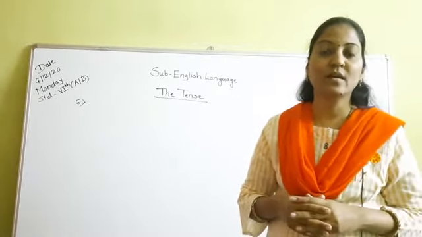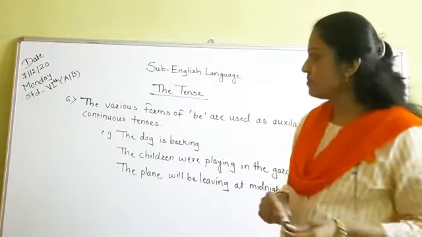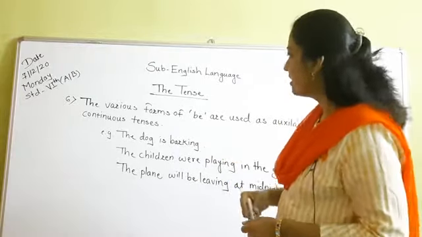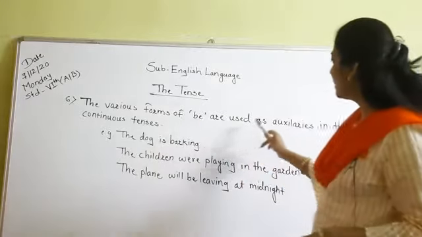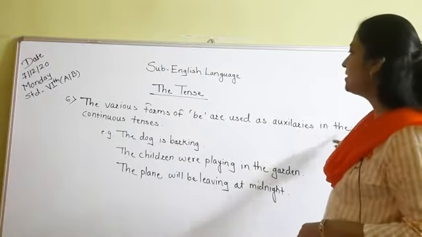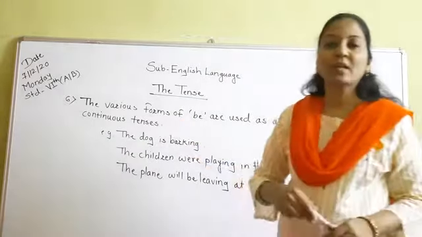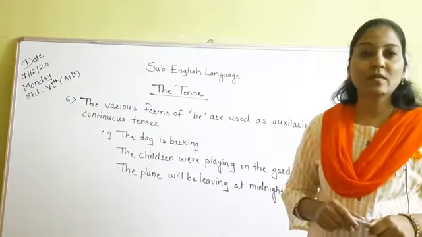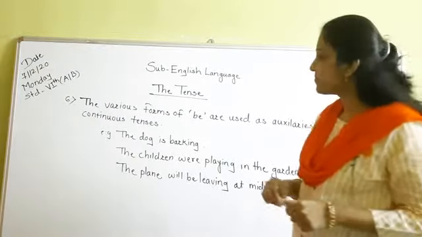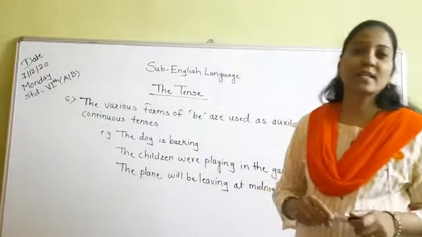Now students, as I have told you, our sixth rule is that the various forms of be are used as auxiliaries in the continuous tenses. Now we are talking about continuous tenses. In continuous tenses we are using the forms of be as auxiliaries. Now you can see here the examples.